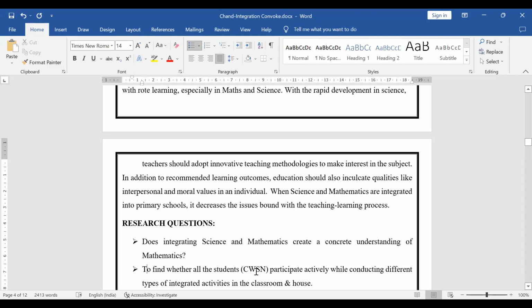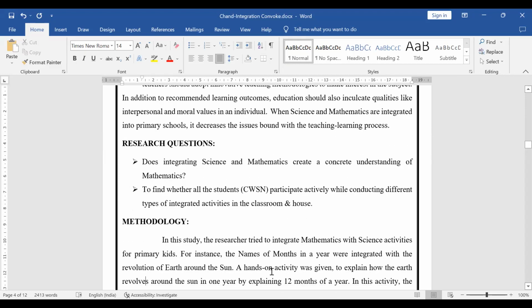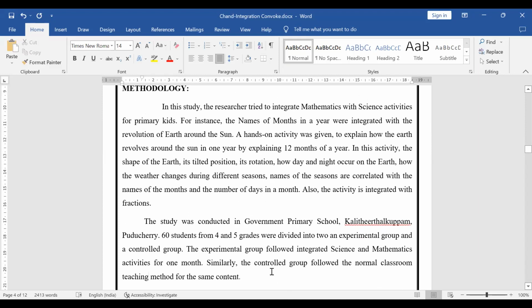So look at the other, which is in the objective form only: to find whether all the students, that is children with special needs, participate actively while conducting different types of activities. So here she has done it in an objective form. These are two objectives. Methodology.